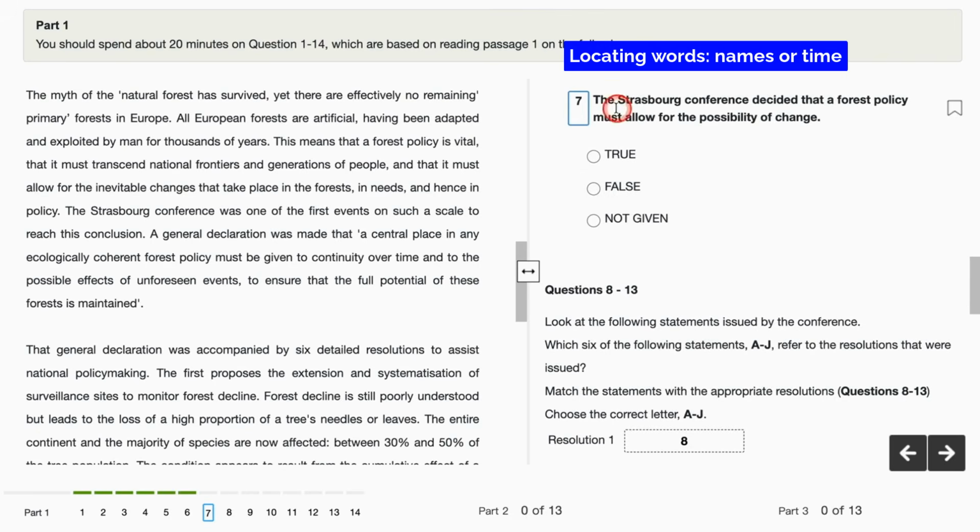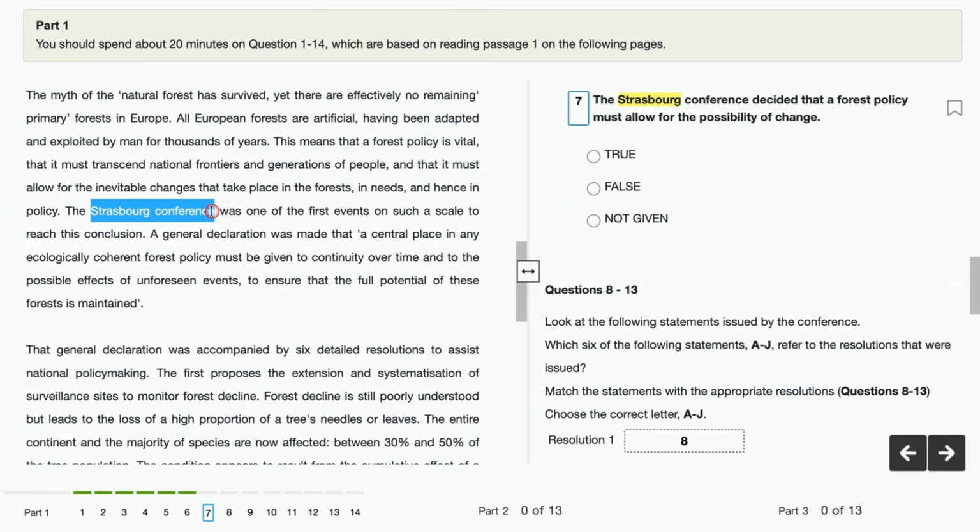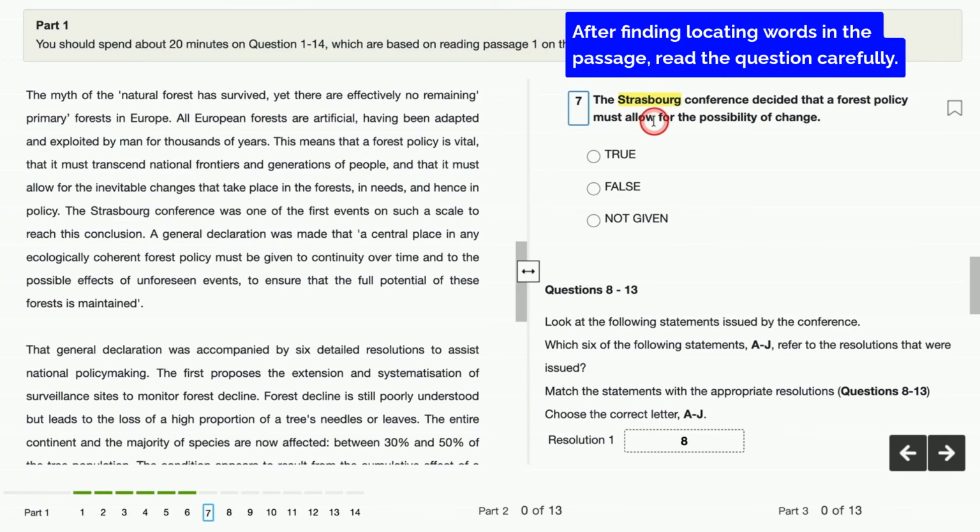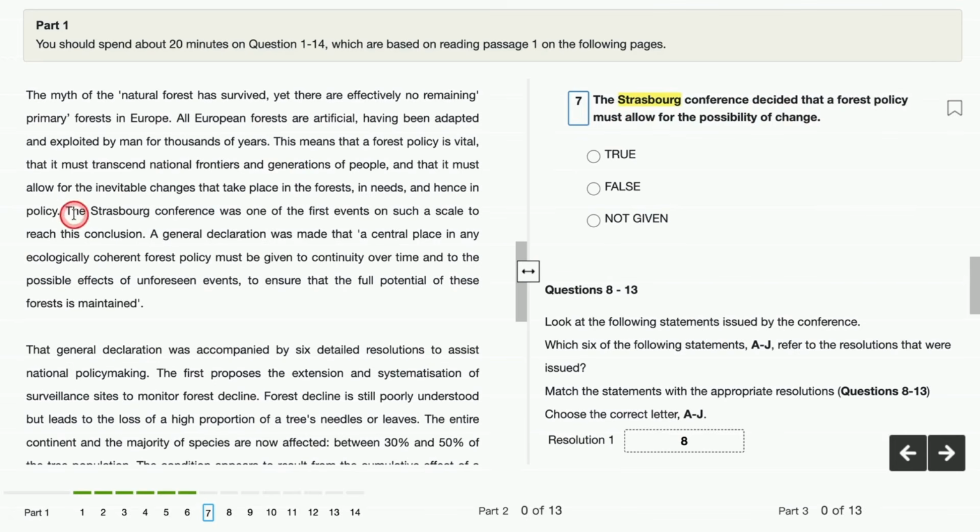Last one. Obviously, we can use the name of the conference to locate the answer. So now we don't need to read the question, we only need to highlight this word. As you can see here, it mentions this conference. So now let's read the question carefully. The conference decided that the forest policy must allow for the possibility of change. Here it says, the conference was one of the first events on such a scale to reach this conclusion.